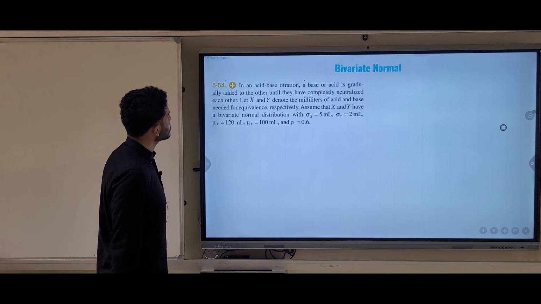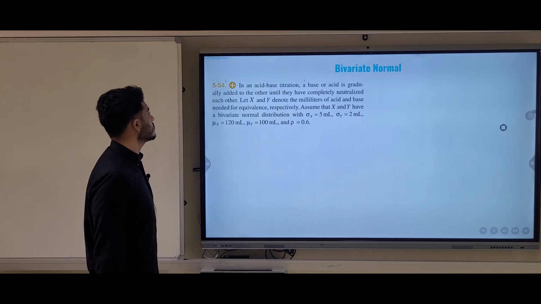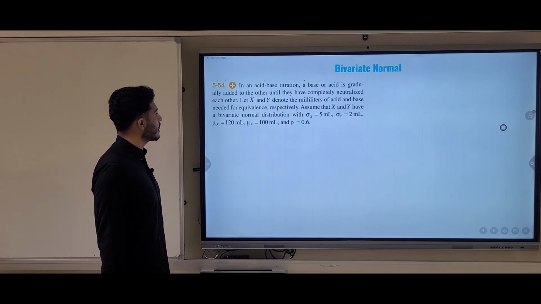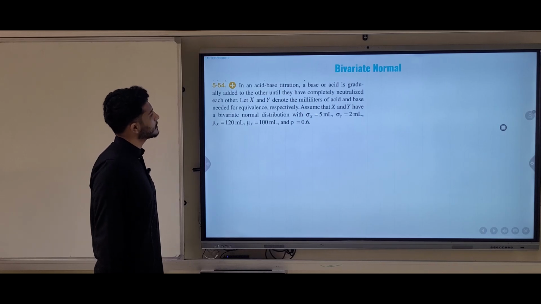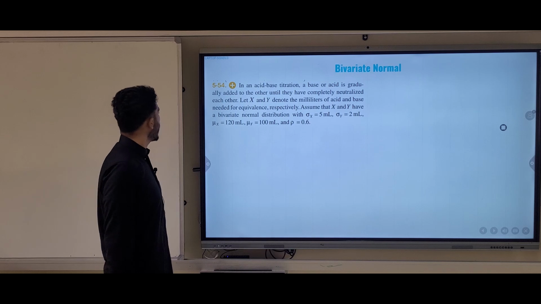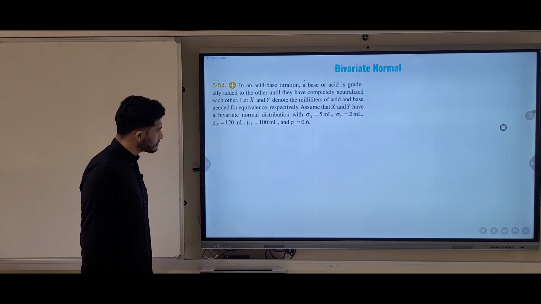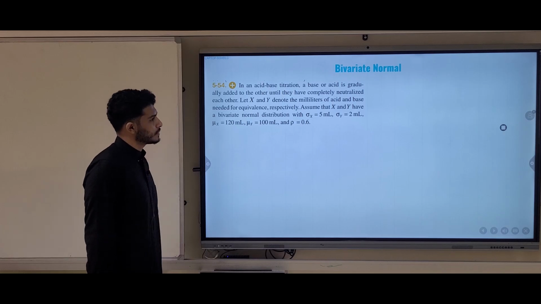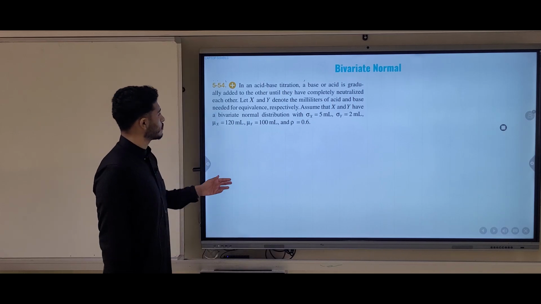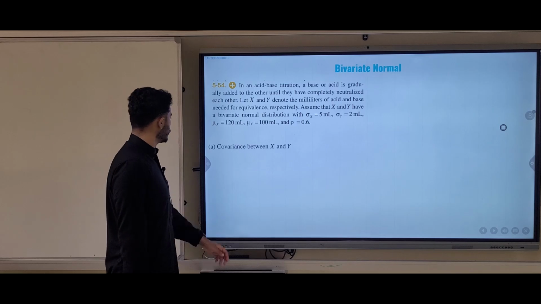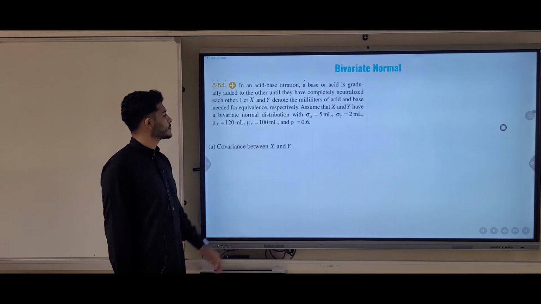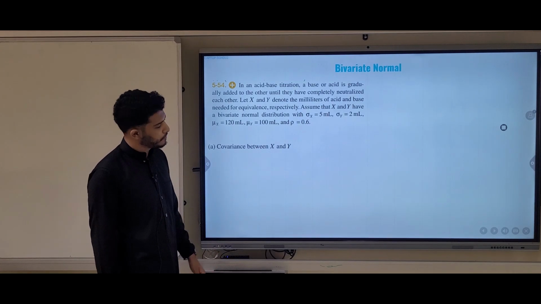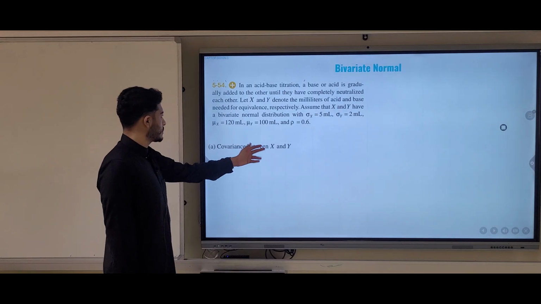In an acid-base titration, a base or acid is gradually added to the other until they have completely neutralized each other. Let capital X and capital Y denote the millimeters of acid and base needed for equivalence, respectively. Assume that capital X and capital Y have bivariate normal distributions. Okay, I don't understand what's being said, but I can solve the question. So the question says the covariance between capital X and capital Y is the one that they want to find.